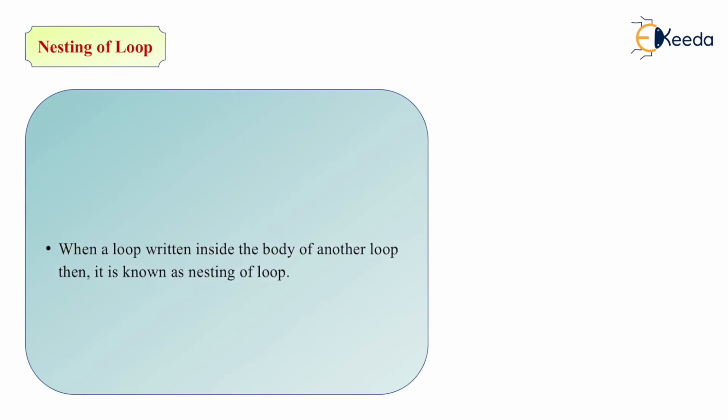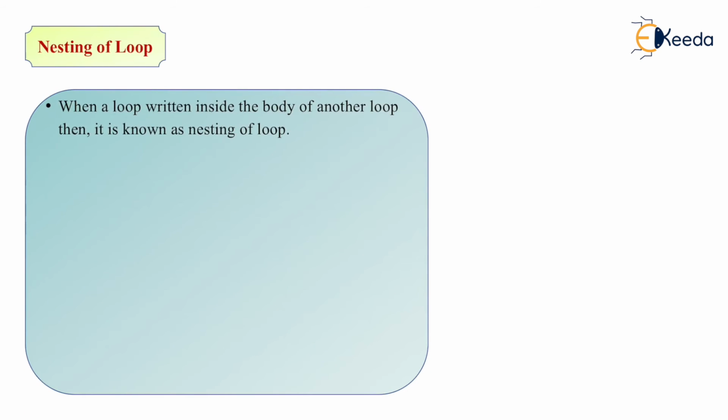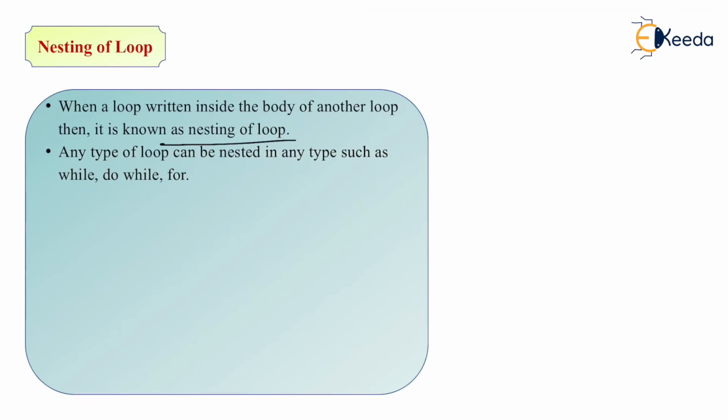Next is nesting of loops. When a loop is written inside the body of another loop, it is called nesting of a loop. Any type of loop can be nested in any type of loop. Like while can be written inside do while, or we can write a while loop inside the for loop.